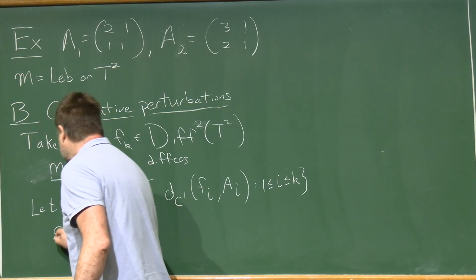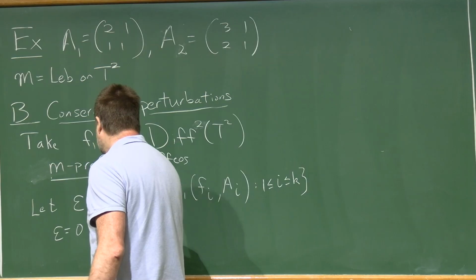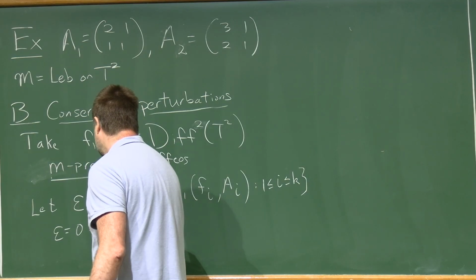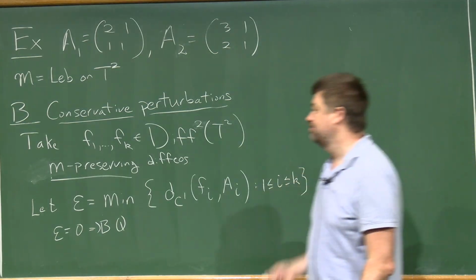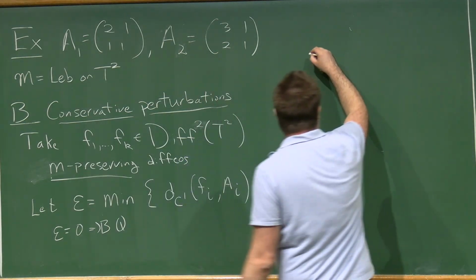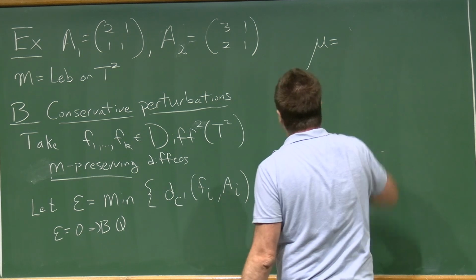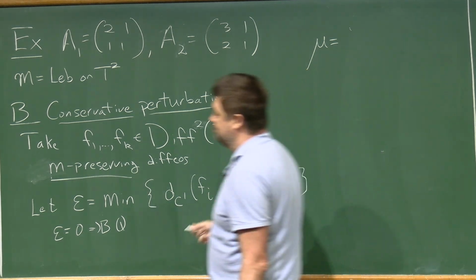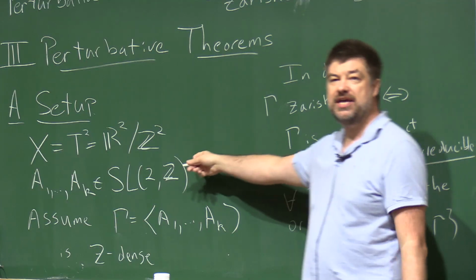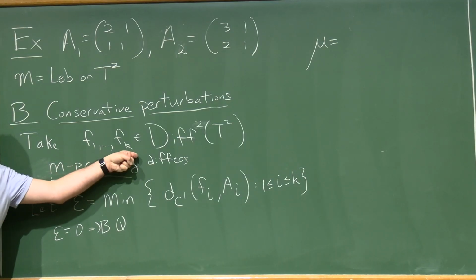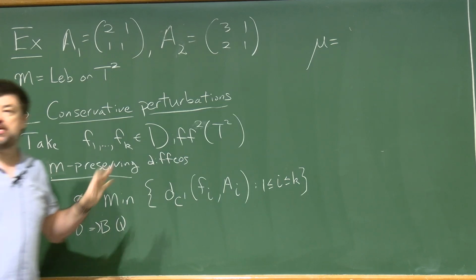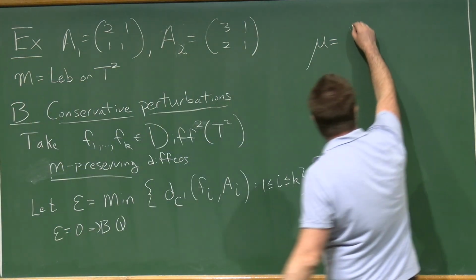And when we set epsilon equal to 0, we exactly get the Benoist-Quint setting. But I want to work with positive epsilon. And now before, mu was a measure on SL2Z, now I want to let mu be a measure on my perturbed generators. And just for simplicity, I'll take it to be evenly weighted. So let's take it to be 1.